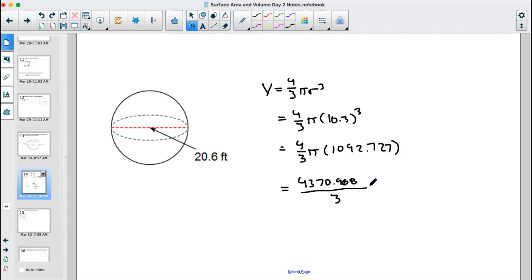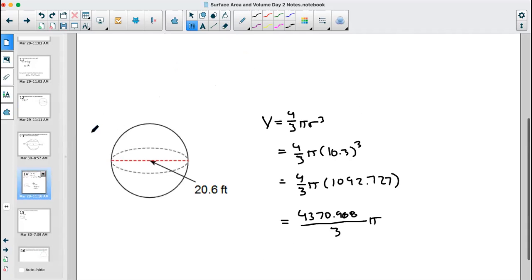Over 3 pi. This is a terrible problem to provide an exact answer for. Let's pretend for a minute that this says round to the nearest tenth, because I would never ask you to write this ridiculous answer this way. So let's just say it says round to the nearest tenth.